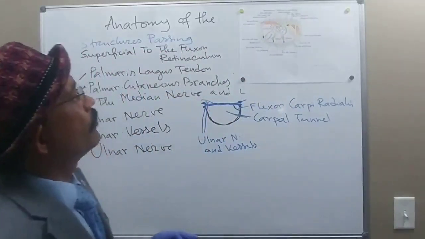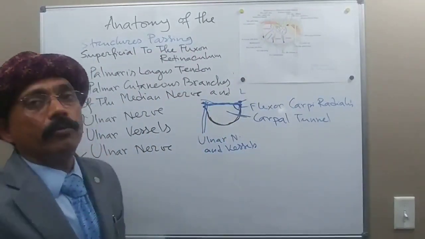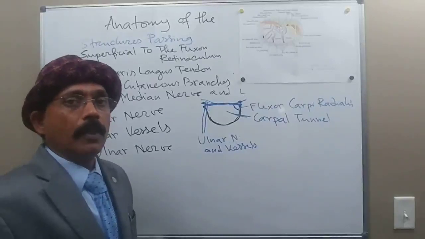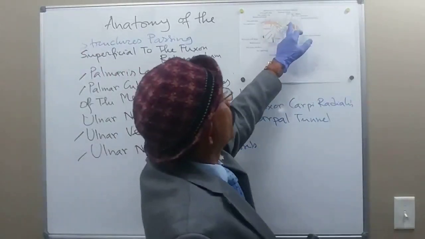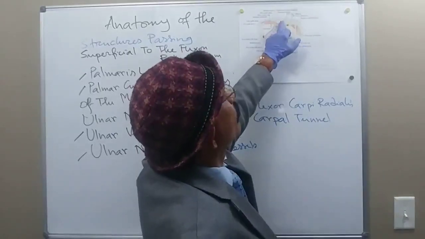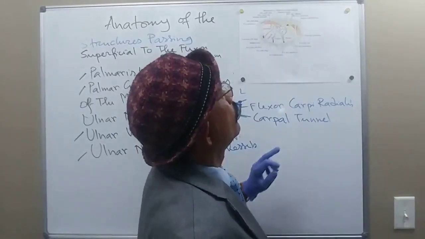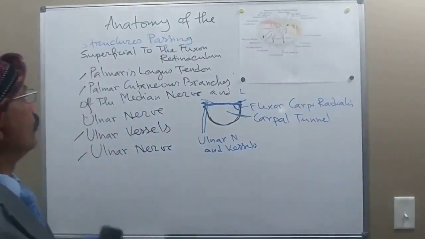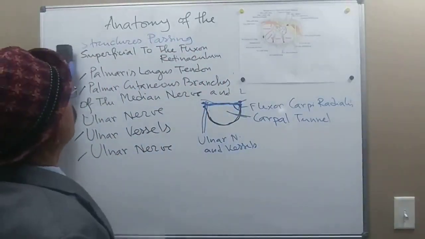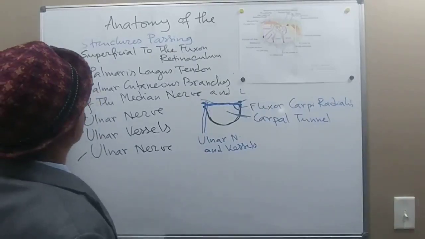Okay, so the flexor carpi radialis tendon is a content of the carpal tunnel. But the ulnar nerve and ulnar artery are not. The palmaris longus tendon is not a content inside the carpal tunnel. We got that. Okay.